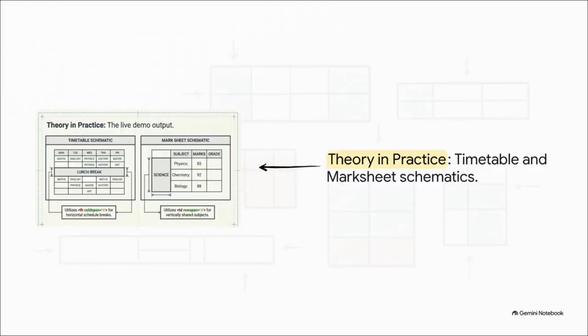Right here in these live demo outputs, you can really see the magic happening. Check out the timetable schematic on the left. That horizontal colspan is expertly applied to create this wide lunch break that just flows beautifully across all 5 days of the week. Really clean. And on the right, in the marksheet schematic, that vertical rowspan is perfectly grouping the shared science category for physics, chemistry, and biology. This kind of tight, visual organization, this is exactly what examiners are hunting for.